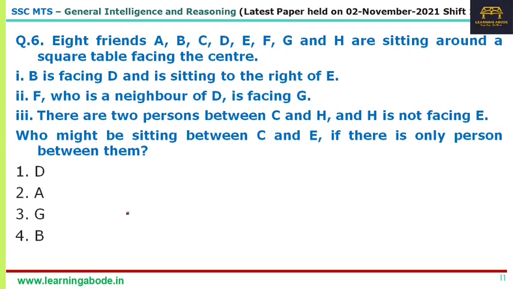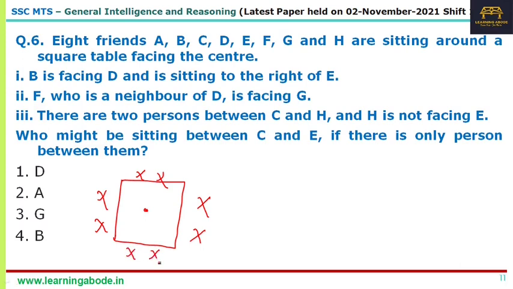So you have 8 friends who are sitting around a square table, and you have some information given. In fact, it is not 3 pieces of information, you also have the fourth one. When they ask who is sitting between C and E, they are also saying there is only one person between them. So you have 4 pieces of data here. Just imagine a square table, everybody is facing the center, and you have 8 positions, 8 people sitting.